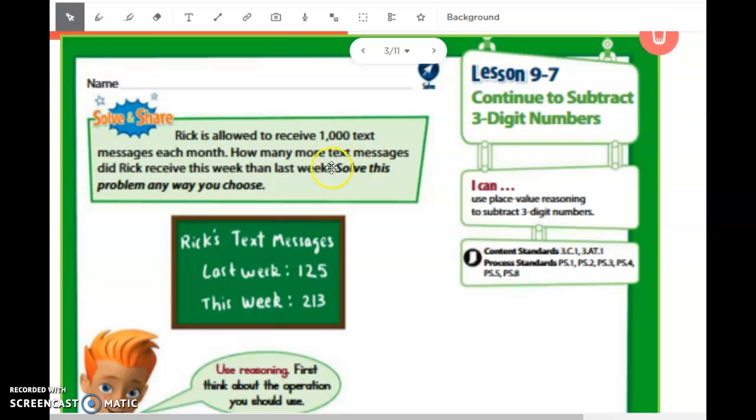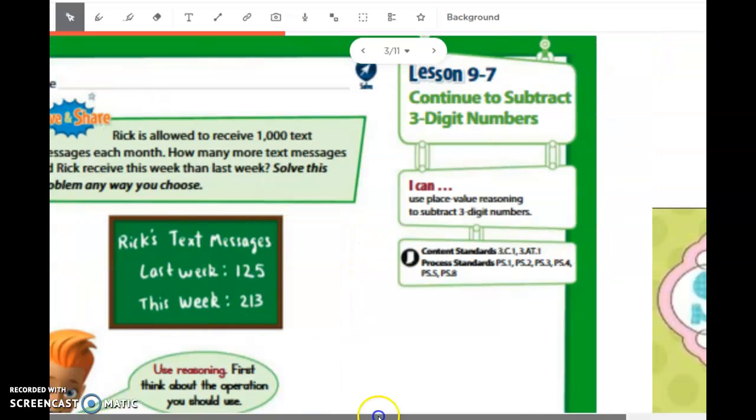We always start with cubes. Rick is allowed to receive 1,000 text messages each month. How many more text messages did Rick receive this week than last week? Solve this problem any way you choose, and we have more information below.